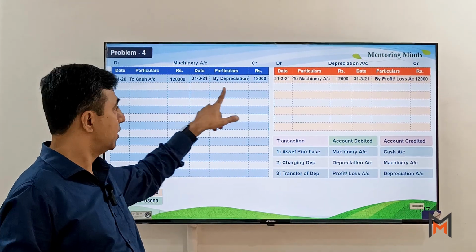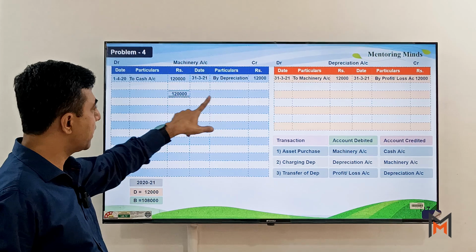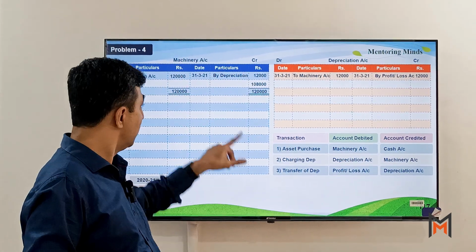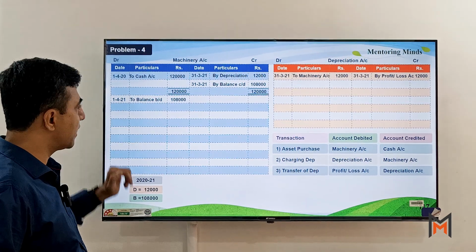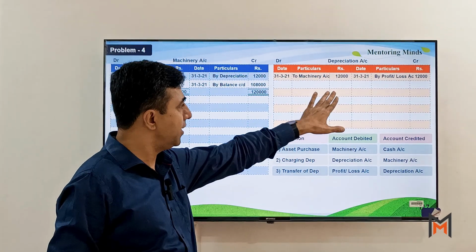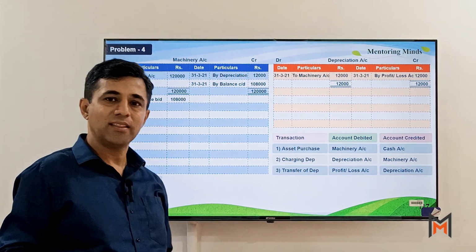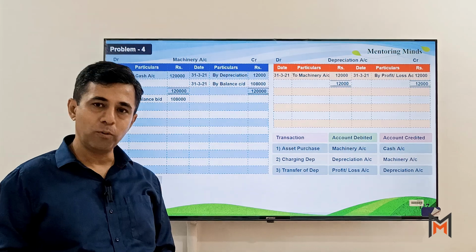Which is bigger one? Sir 1,20,000. So here 1,20,000, 1,20,000 and minus 12,000 is 1,08,000. So this is the closing balance which will transfer it to the next year. Similarly, depreciation account we are going to tally it out. This was the first year. The same way second year we are going to do the posting.